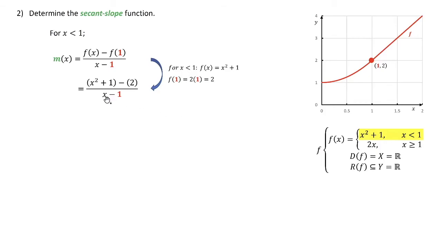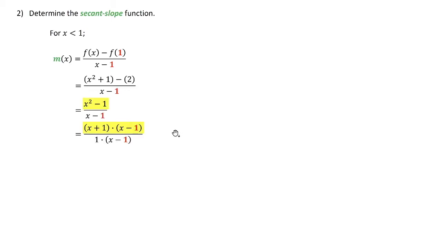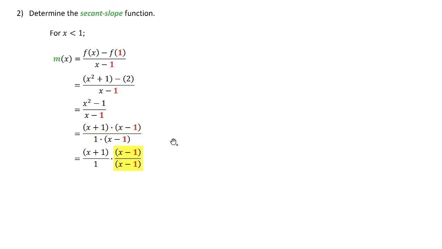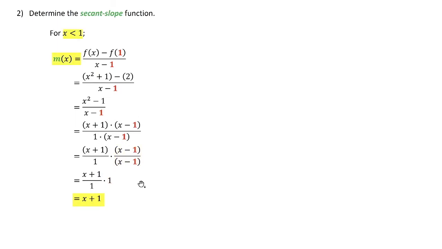And we'll simplify. We have to find an x minus 1 in the top so we can cancel it in the bottom. Right? So that simplifies and so forth. You can factor the top. X minus 1 over x minus 1 again is 1. Again, be careful about canceling. I mean, people lose a lot of points on exams because of that. 1 times the quantity is the quantity. Right? And that's it. So as long as x is less than 1, my secant slope function equals x plus 1.